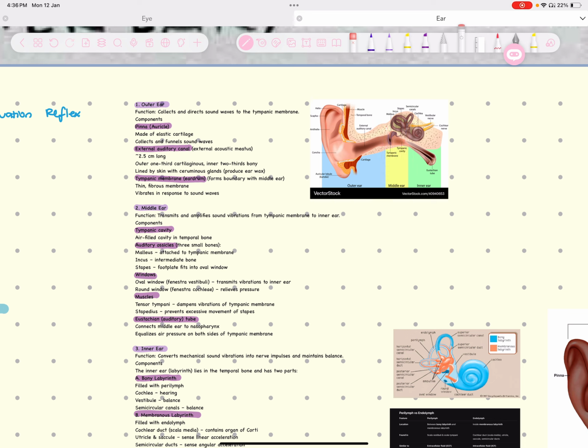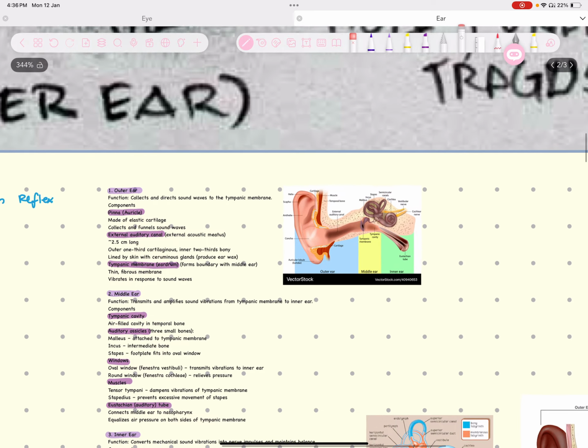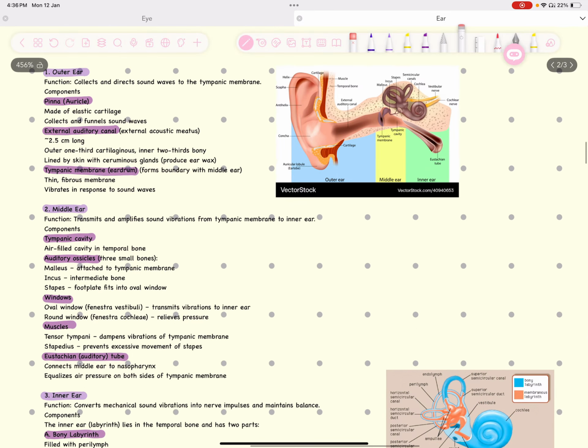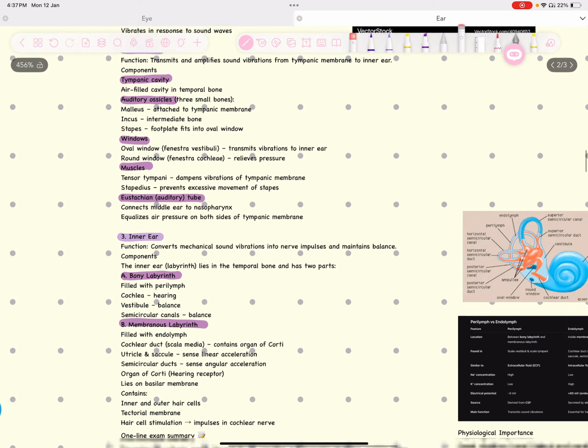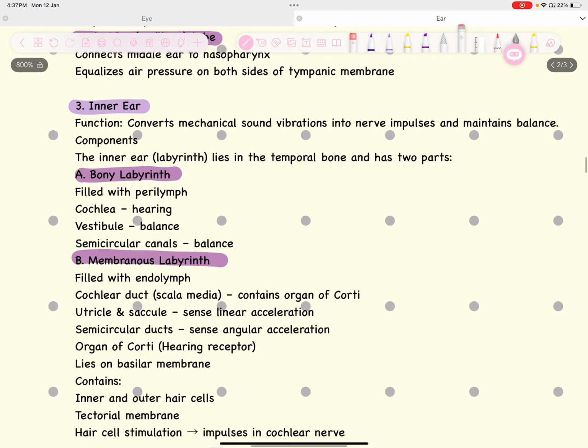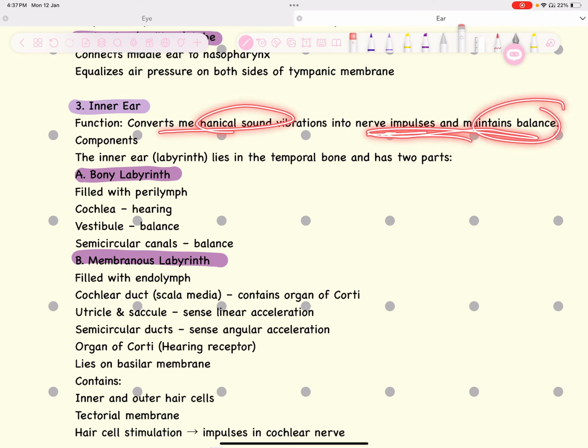The sound is coming from an air-filled medium. These both are air-filled medium, outer and middle ear, to a fluid-filled medium. So obviously there are chances that there will be some dissipation of energy. So in order to counterbalance that, the sound is amplified here. So then it progresses further so that even if there's some dissipation, at the end you're getting the exact amount of sound that you wanted initially. So inner ear converts the mechanical sound vibrations into nerve impulses and also maintains the balance.